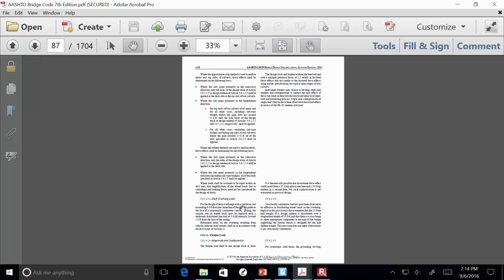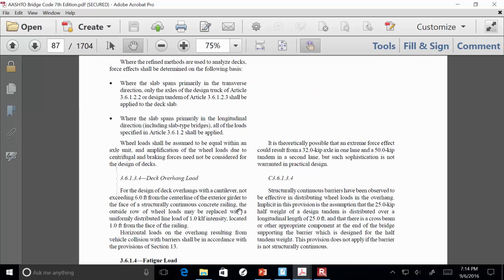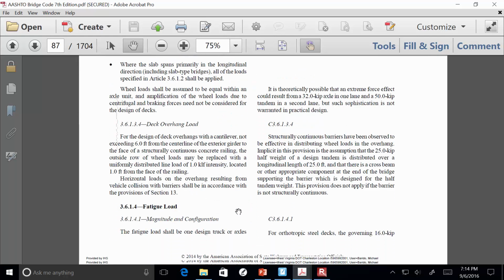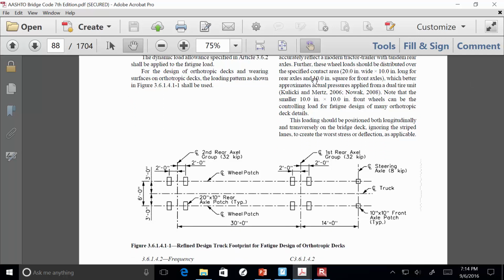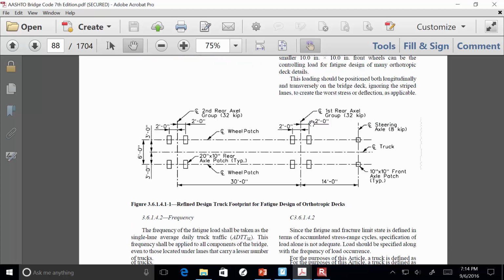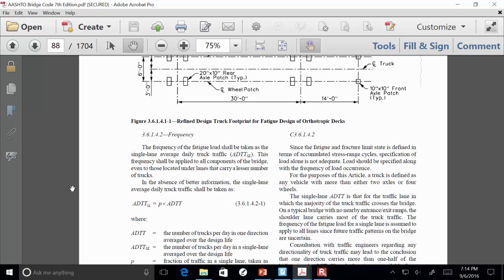We have this discussion here on 3-30 of the fatigue load, and remember it's one truck with a constant spacing of 30 feet between the 2 rear axles. That's where all that comes from. Again, I don't mean to bring up that bad, melancholy news, but you'll see this name Mertz quite a bit in the spec. He was pretty influential in its development.